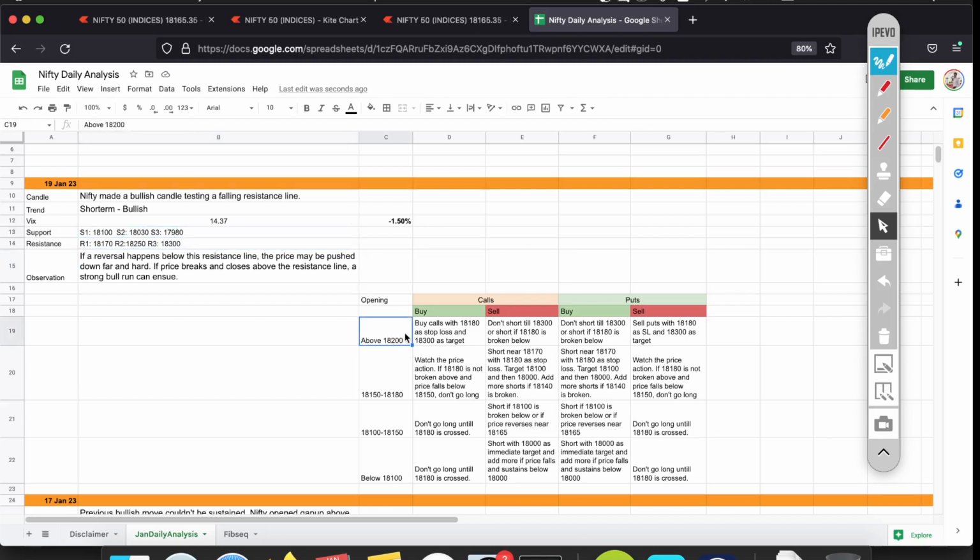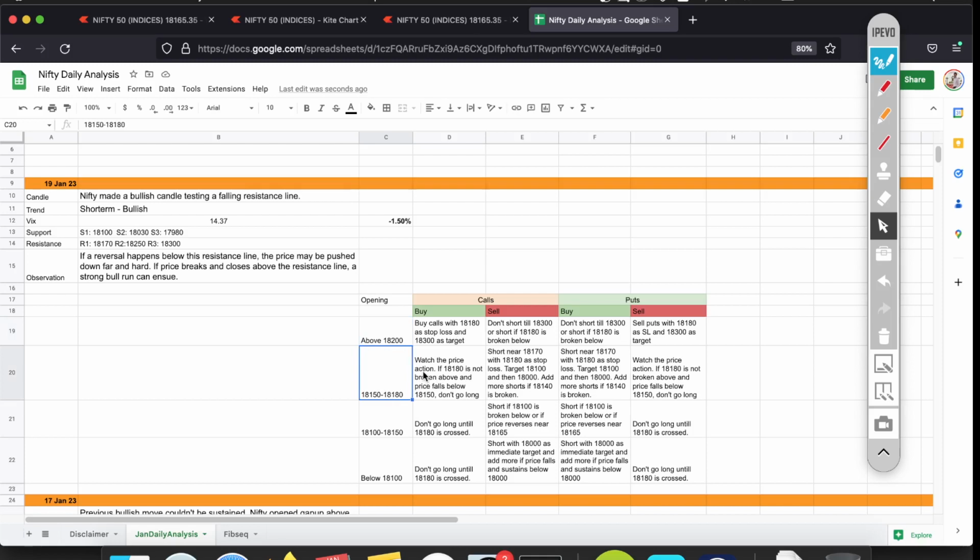And depending on the opening, if price opens above 18,200, which happens to be a gap up, then definitely you can go long with 18,250 or 18,300 as the nearest target. So you can book some profits at 18,250, and if price still goes up, you can again consider 18,300 as the next target. And don't short until 18,300 shows a strong resistance. Even then, shorting is not advisable because price action will look strongly bullish by then.